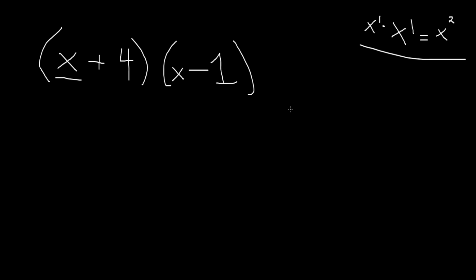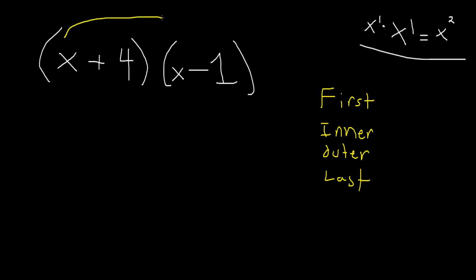There's a couple of ways that you can keep track of this, to mentally organize it so it's not quite as difficult to keep track of. What we're going to start with is a method called FOIL. FOIL is an acronym that stands for first, inner, outer, last. FOIL, FOIL. So first times first. We have x times x, and that's going to be x squared.